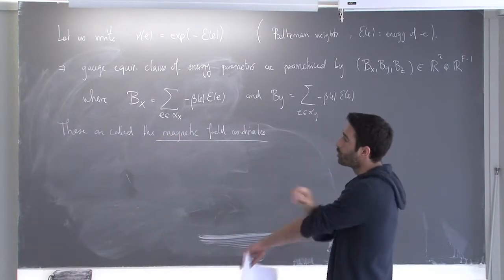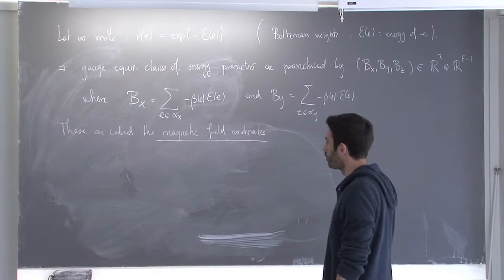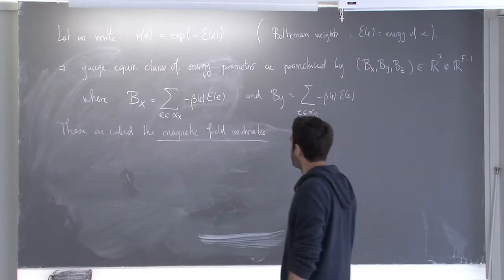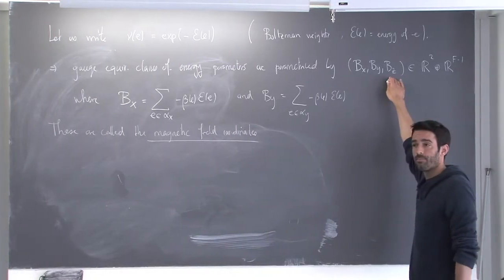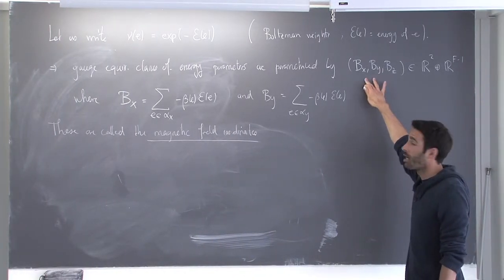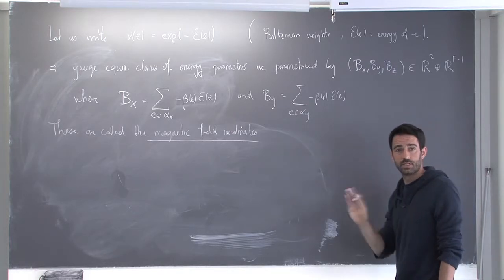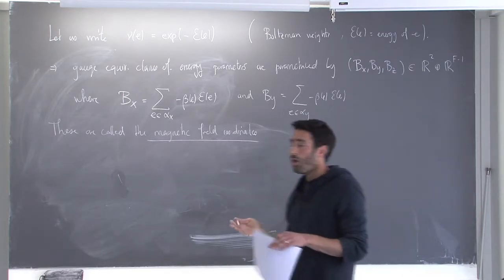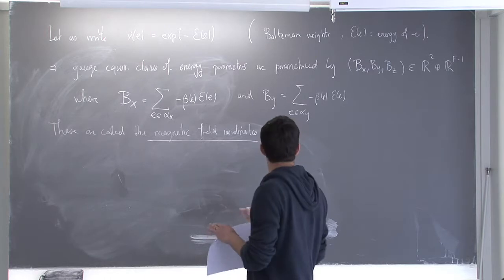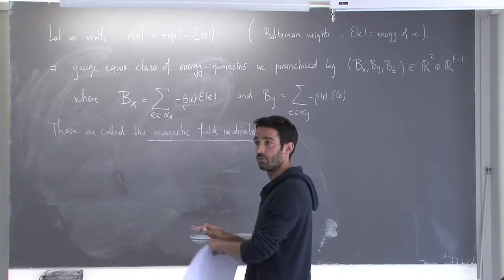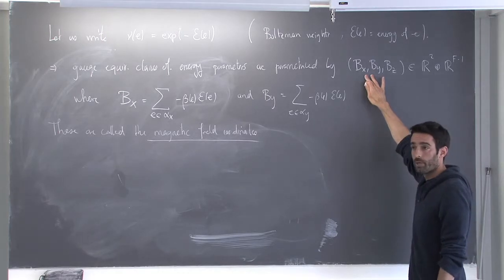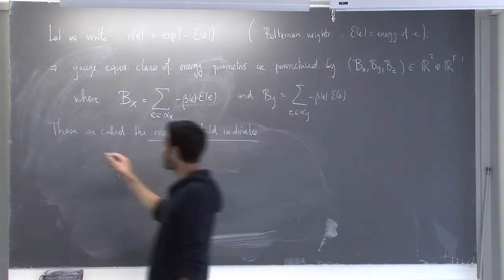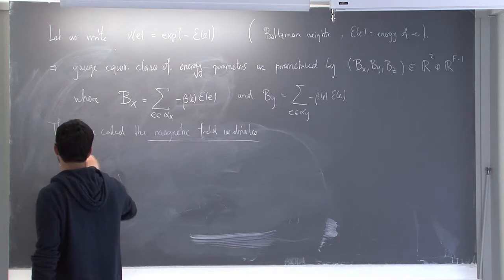And now what we will do, for reasons that will become clear, I think, very quickly, is that we will keep Bz fixed, and we're going to vary Bx and By. Okay? So this is what we're going to do. So the phase diagram of the model is going to be something in R2. It's going to depend on these two parameters here.